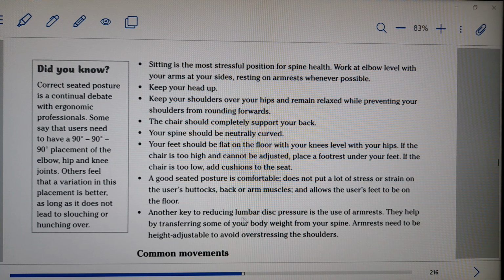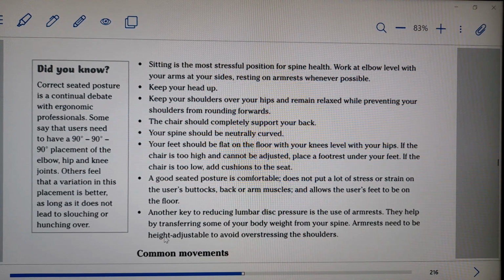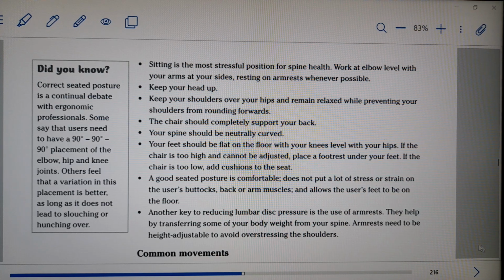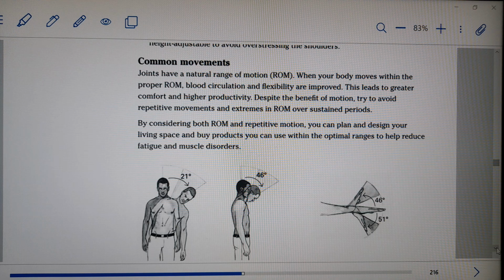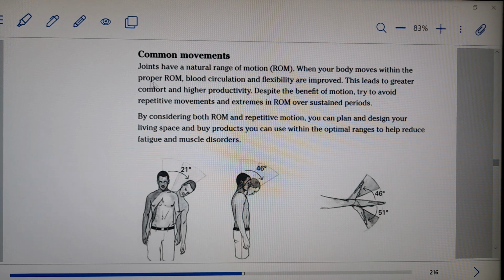Another key to reducing lumbar disc pressure is the use of armrests. They help by transferring some of your body weight from your spine. Armrests need to be height adjustable to avoid overstressing the shoulders. And let's look at common movements.